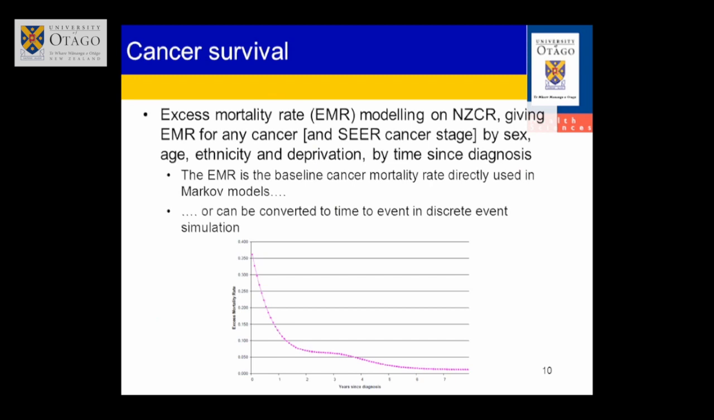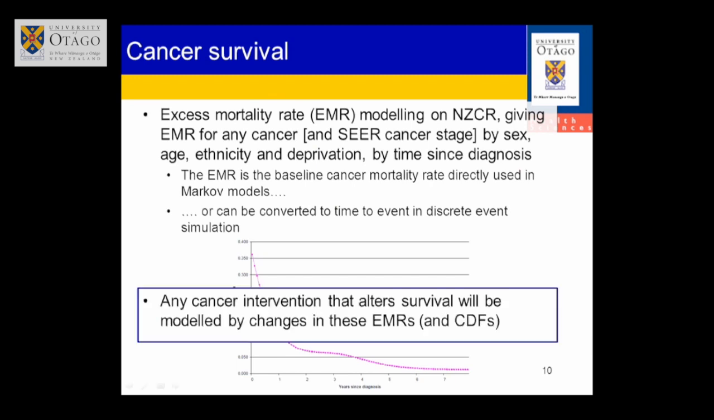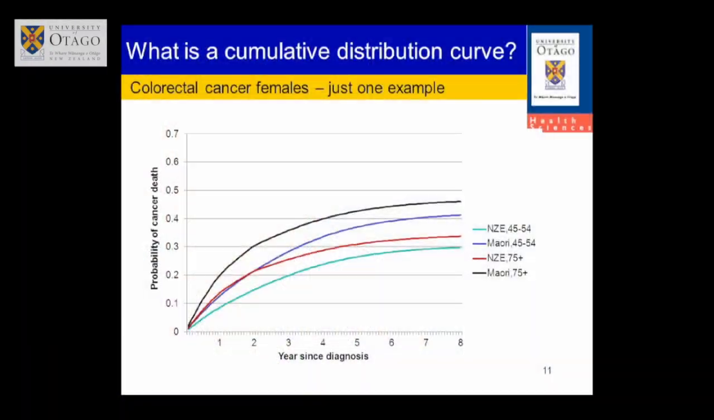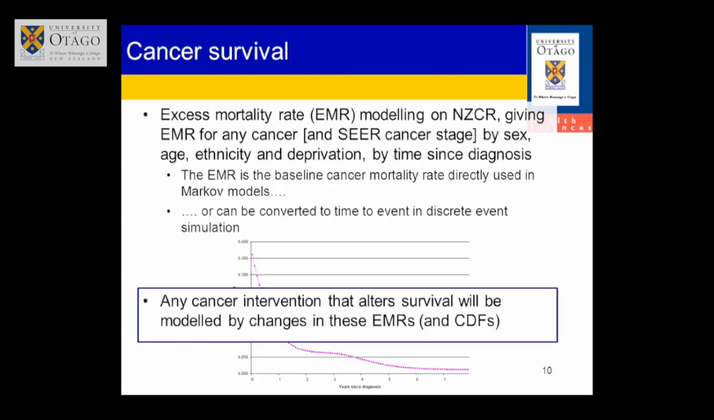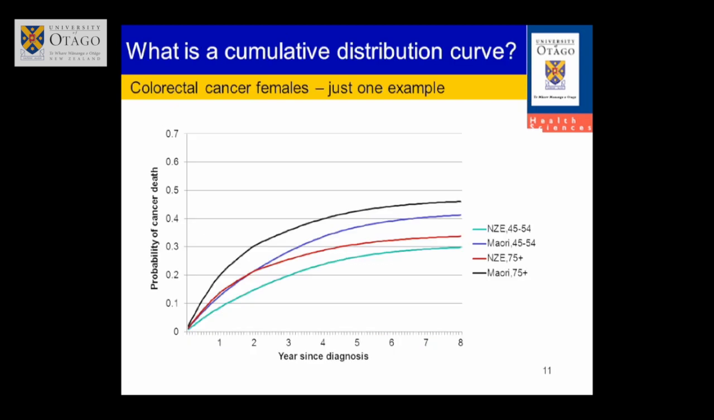This is your rate, which we turn into a time to event by creating a cumulative distribution function about that. I'll come back to that in a sec. Any effect by getting your treatment earlier is going to slightly alter that curve, and I'll show you how that works. The next 3 slides are for the methodologically inclined. If this is not your cup of tea, take a break. What we do is we take that mortality rate curve here, and then we flip it. And we work out by time since diagnosis the proportion of people who have died of their cancer, in this case depending on whether you're Māori 75 plus, New Zealand European 70, you get my picture.